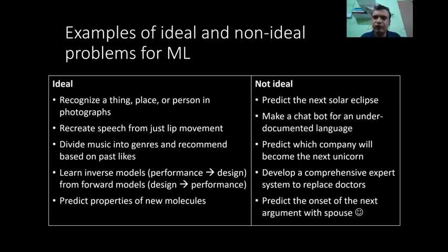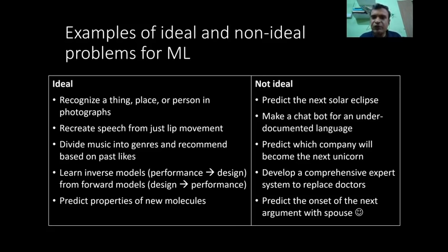Make a chatbot for an under-documented language. Here we have a dearth of data, right? So that cannot help you make a language model or a chatbot for a language for which not a lot of data exists. This could be a dying tribal language, for example, or an ancient language that we have just deciphered, or want to decipher, right?